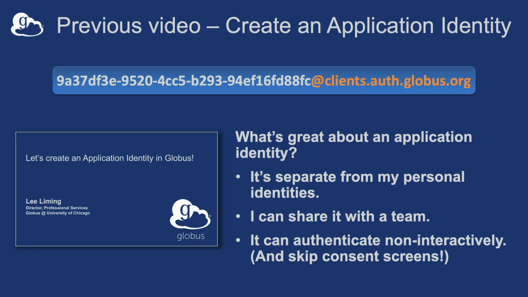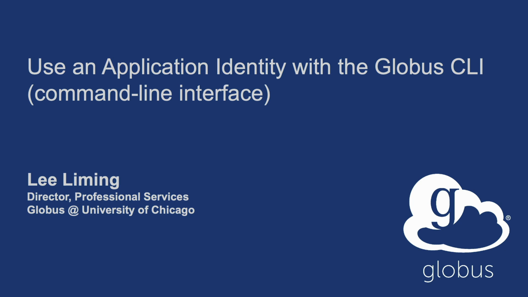In a previous video, I showed you how to create an application identity in Globus. This identity is separate from my personal identity. I can share it with my team members, and it enables fully non-interactive use of Globus. In this video, I'll show you how to use an application identity with the Globus CLI, or Command Line Interface. The Globus CLI is great for writing shell scripts and other automated tasks. Application identities make a lot of sense for these automated scripts.